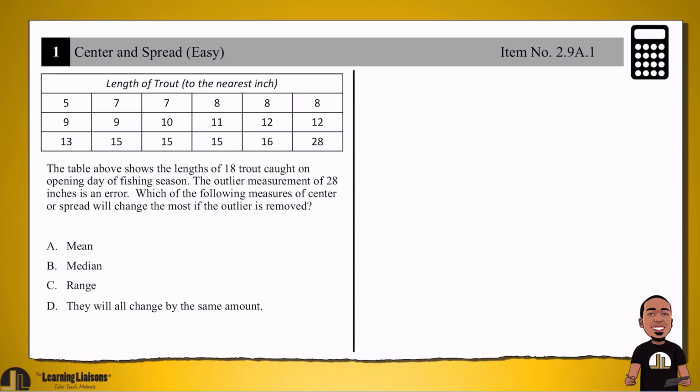The table above shows the lengths of 18 trout caught on opening day of fishing season. The outlier measurement of 28 inches is an error. Which of the following measures of center and spread will change the most if the outlier is removed?